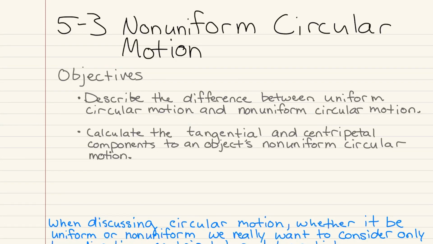Welcome to Lesson 5-3, Non-Uniform Circular Motion. The objectives of this lesson are going to be to describe the difference between uniform circular motion and non-uniform circular motion, as well as calculate the tangential and centripetal components to an object that has non-uniform circular motion.